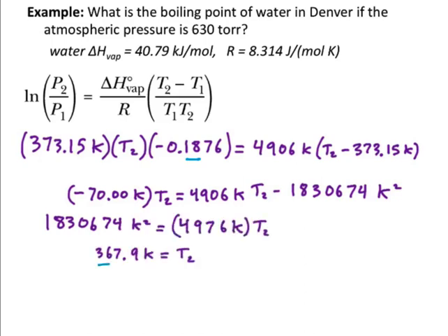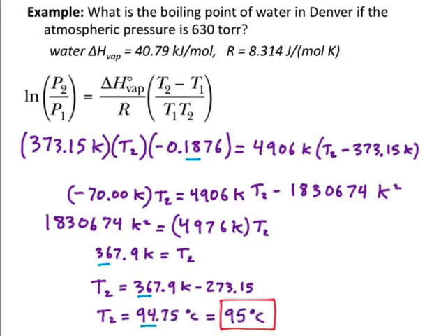And so 4906 plus the 70 gives me 4976. And then now I can divide both sides by 4976, and I get the answer in Kelvin. I'm going to put it into Celsius. And remember, we got 2 sig figs, so that's going to limit some things. All right, so 367.9 Kelvin minus 273.15. Great, this gets us into 95 Celsius as our answer.